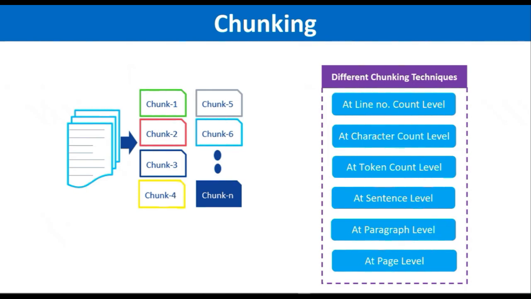The choice of chunking technique depends on your use case. For highly structured or small scale text, character count or token count chunking works well. For logical groupings such as articles or essays, sentence or paragraph level chunking is ideal. For documents like PDFs, page level chunking might make the most sense. So to conclude, chunking is a fundamental concept in many AI systems. It ensures that large-scale data can be efficiently indexed, retrieved, and processed in a structured way.